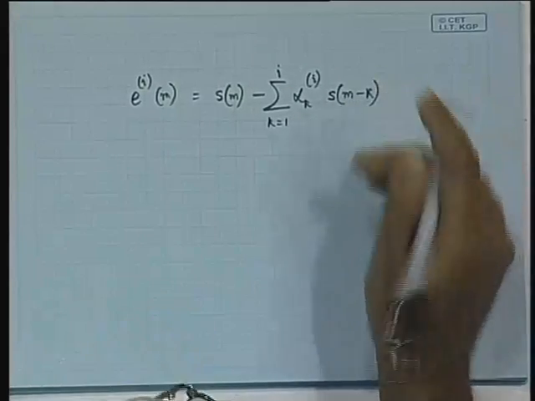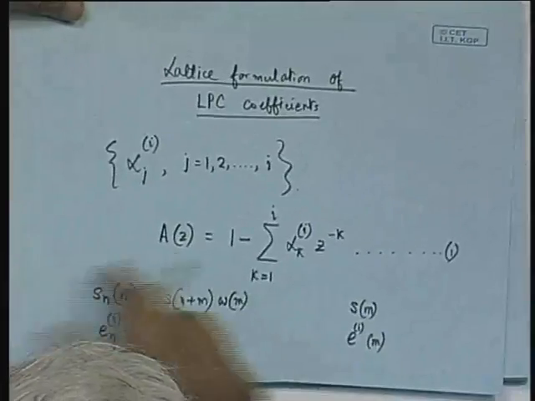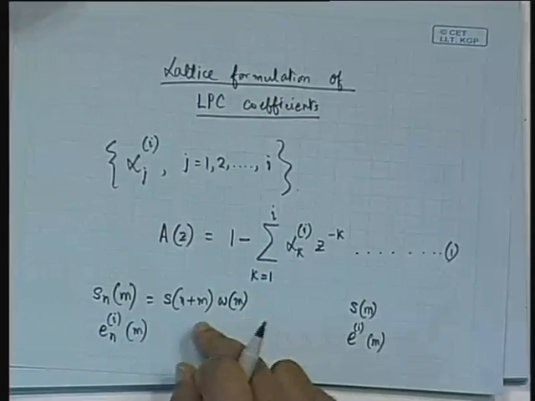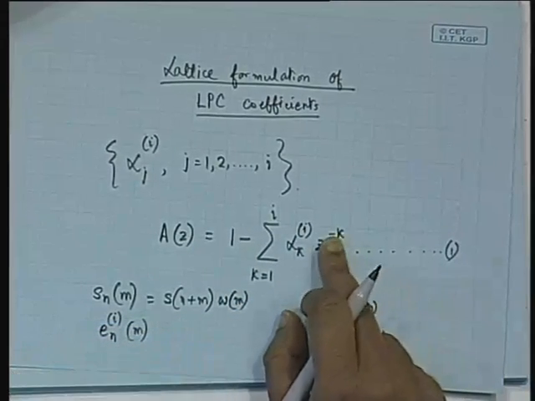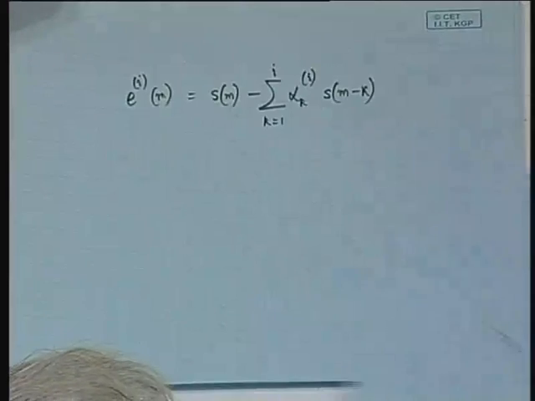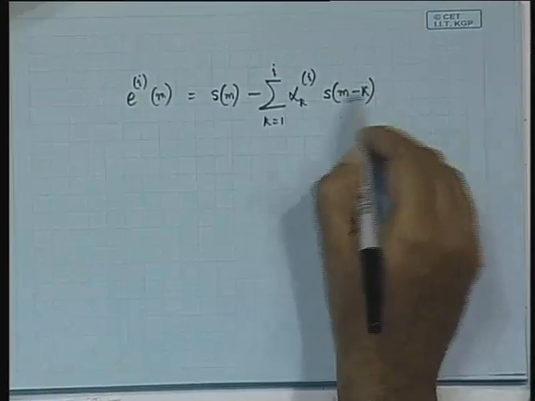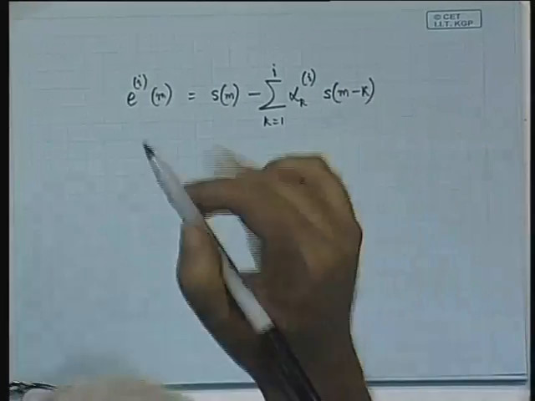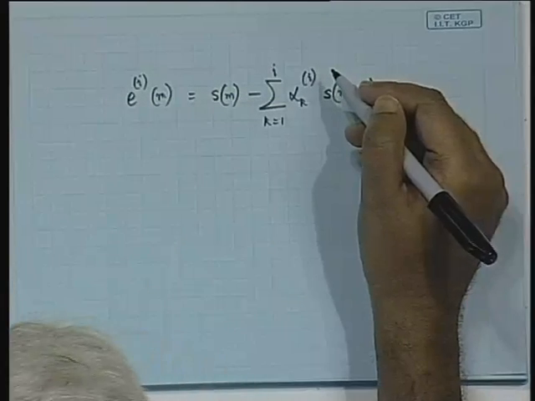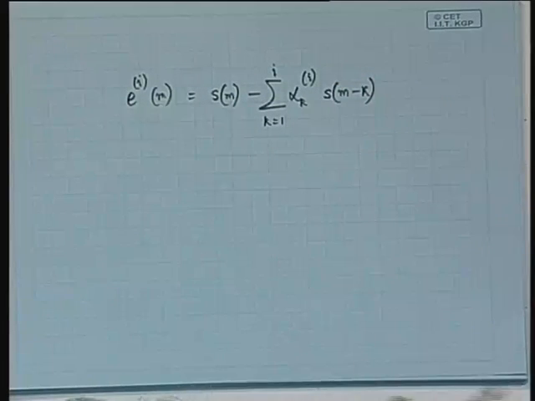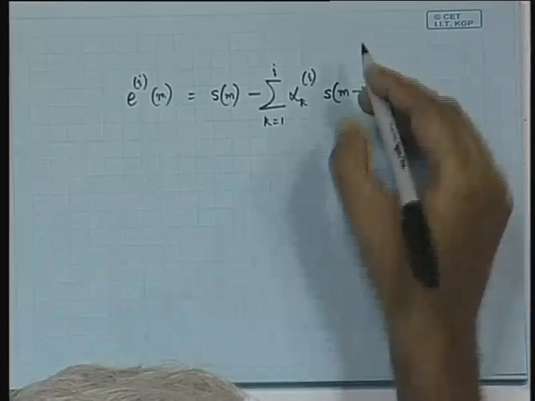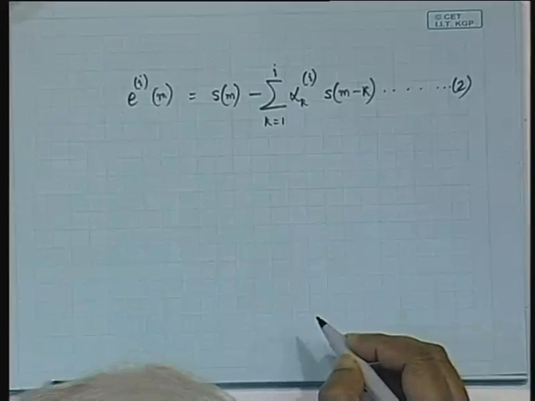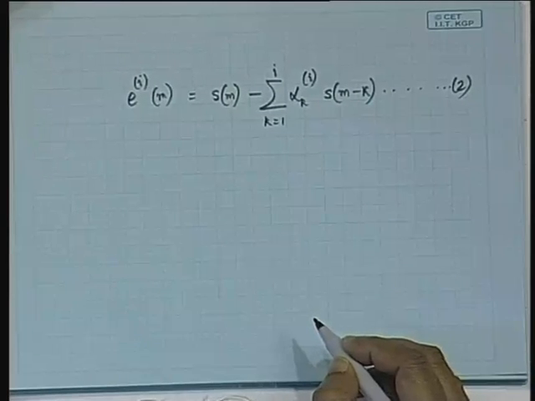So, this directly follows. You can just have a look at the expression. This is in the Z transform domain, which means that when you are back again in the time domain, this Z to the power minus k will introduce k units of delay, which gets expressed as S of m minus k in the time domain. So, this is the prediction error, and this we are going to call equation number 2, and let us take the Z transform of equation number 2.